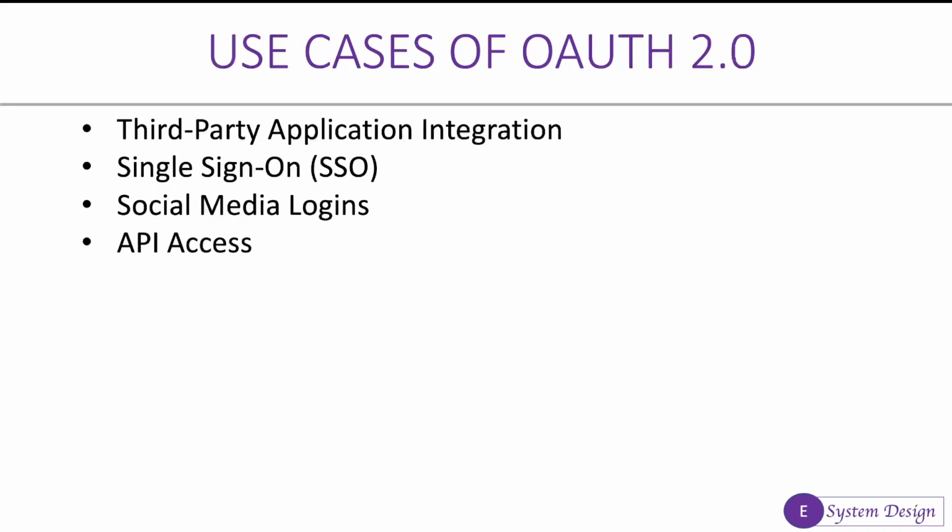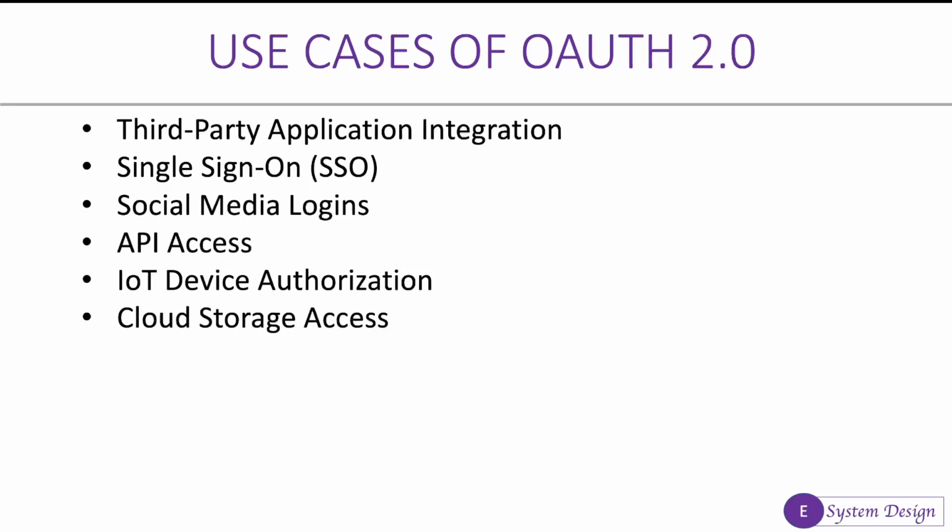The fourth is API access. OAuth 2.0 is commonly used for securing access to APIs. For example, a mobile app might use OAuth 2.0 to access an API for fetching weather data or performing financial transactions. Then there is IoT device authorization. IoT devices can use OAuth 2.0 to obtain access tokens and securely communicate with cloud services, granting authorized access to device-generated data.